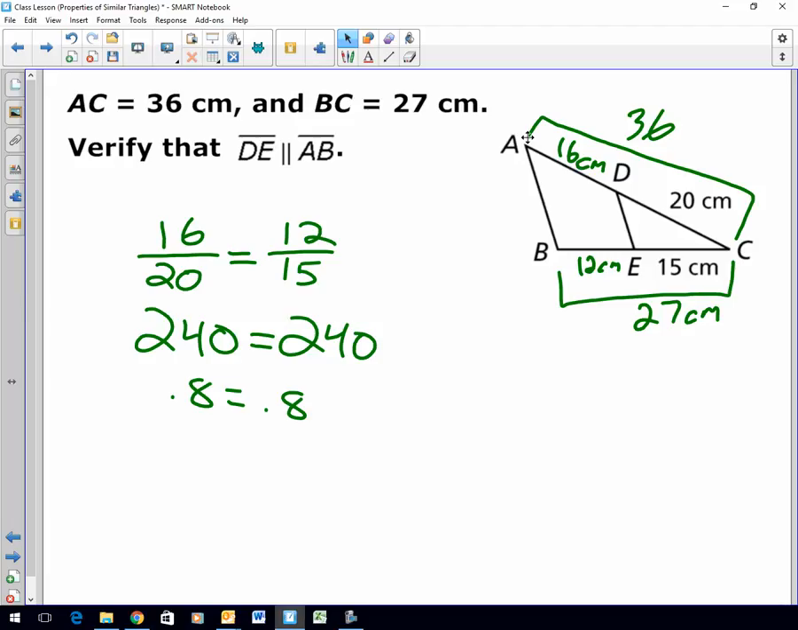AD over DC equals BE over EC, okay? Set it up along the sides so that the sides themselves are proportional. What's my answer to the question? Are they parallel, yes or no?